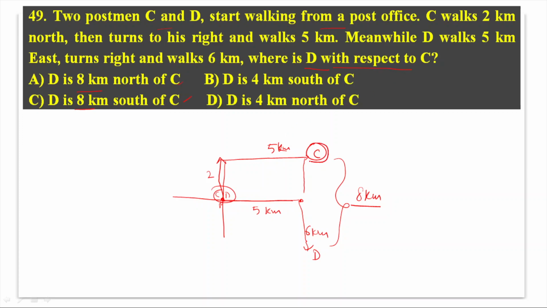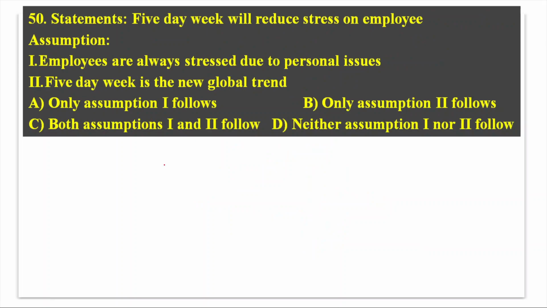So with respect to C, what is the position of D? With respect to C, the position of D will be in the south direction. So the answer for this problem will be D is 8 kilometers south of C. Option C will be the correct one. This is the easiest way to solve this question, by drawing the compass and writing the given data here. Let us go for the next question, and this question will be the last, I think.